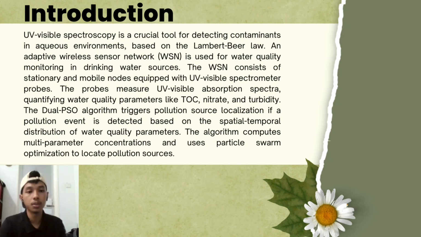The dual PSO algorithm triggers pollution source localization if a pollution event is detected based on the spatial temporal distribution of water quality parameters. The algorithm computes multi-parameter concentration and uses particle swarm optimization to locate the pollution source.